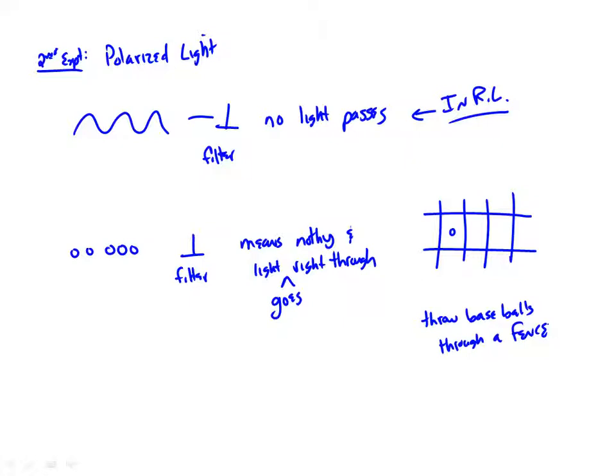Now, if light's a wave, maybe we can think about it as if the wave is parallel, goes up and down with the fence, then it goes right through. But if the wave goes this way and hits the fence, then it can't go right through. So depending upon which way light is vibrating, whether the wave is going up and down or the wave is perpendicular, light can either pass through the fence or light can't pass through the fence.